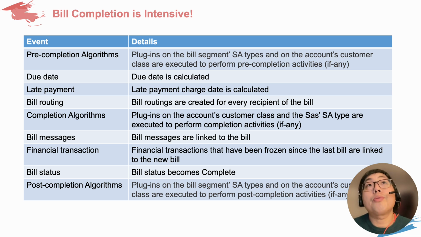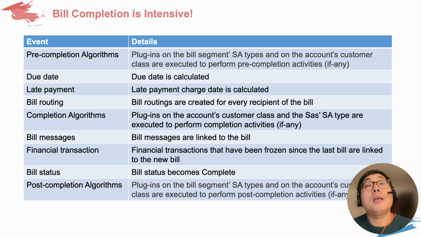So what happens when a bill is completed? First, it runs pre-completion algorithms, and they can be defined on the service agreement type, or on the customer class on the account. These algorithms are typically validation rules, validating whether the bill is aligned with business values, expectations, thresholds, etc.